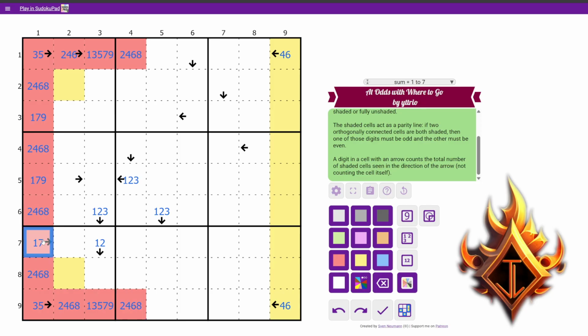Back to this. Can this be, if this is 1, those are both yellow. I don't think that would be an issue.